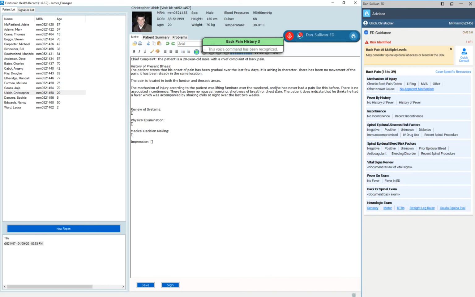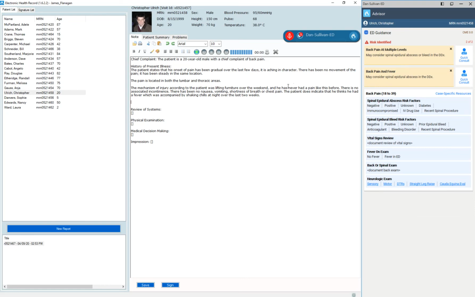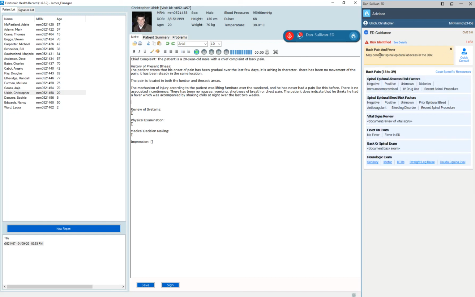So lifting furniture over the weekend, mechanism will disappear. Incontinence, none, so that will retire. But the patient has had a fever over the last couple of weeks. Easy to forget to ask if it's not on the list. But now, if the practitioner had anchored on musculoskeletal pain with this information, probably no longer anchored, probably considering an epidural process in the differential diagnosis.